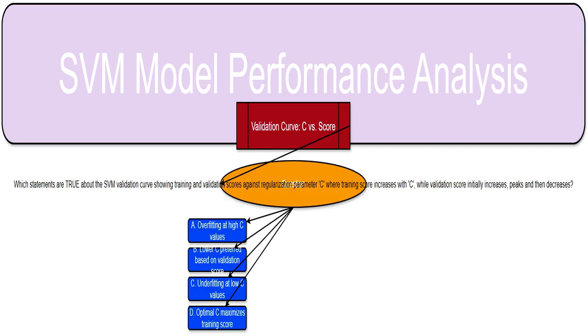Okay, let's break down this SVM model performance analysis. We're looking at how well a support vector machine, or SVM, is doing. SVMs are powerful classification models, but their performance hinges on a key parameter, C, the regularization parameter. This analysis uses a ValidationCurveDisplay to visualize how the model's accuracy changes as we tweak C.